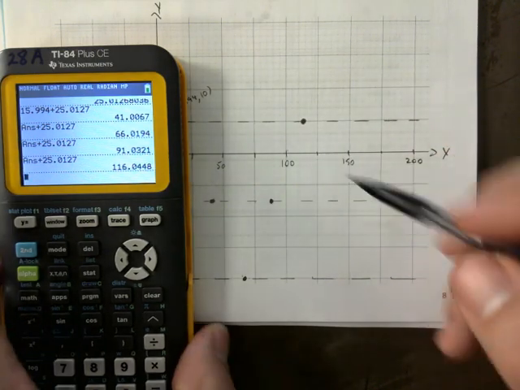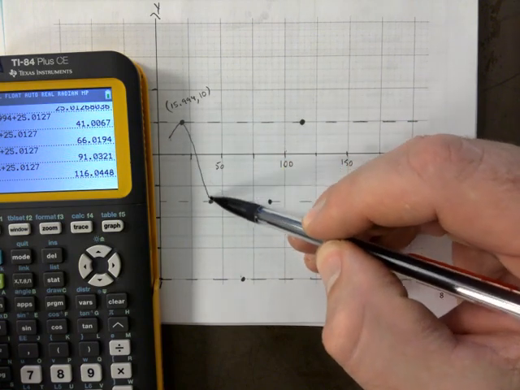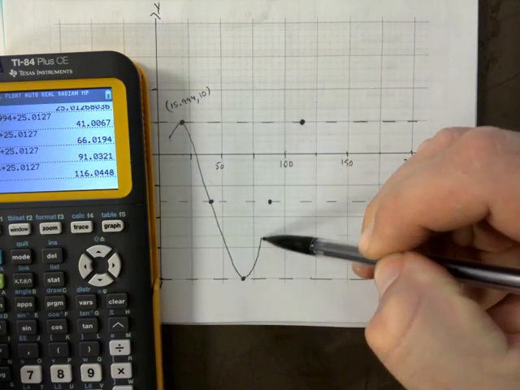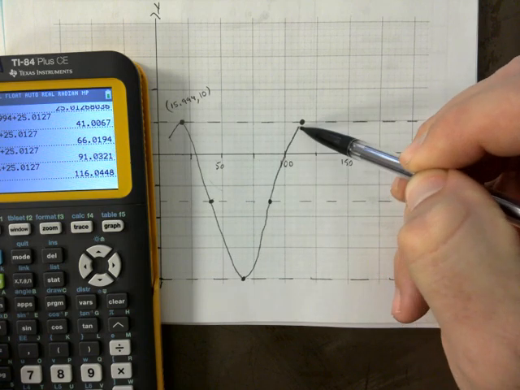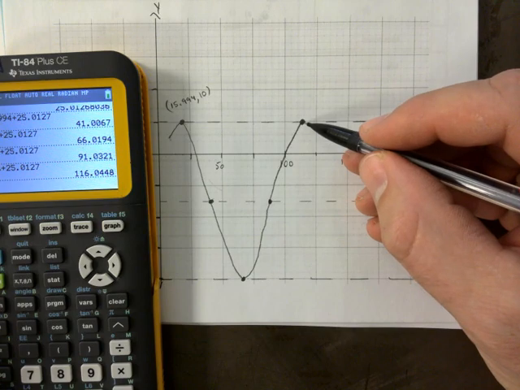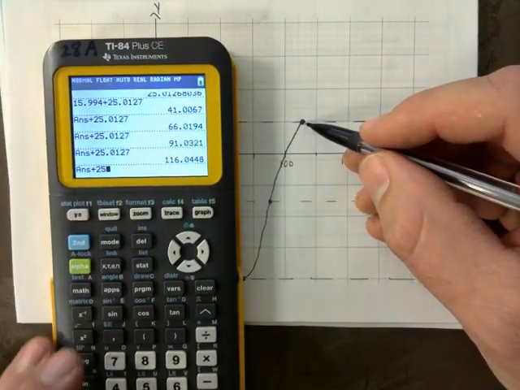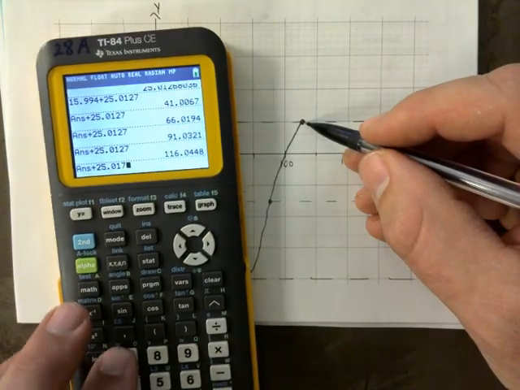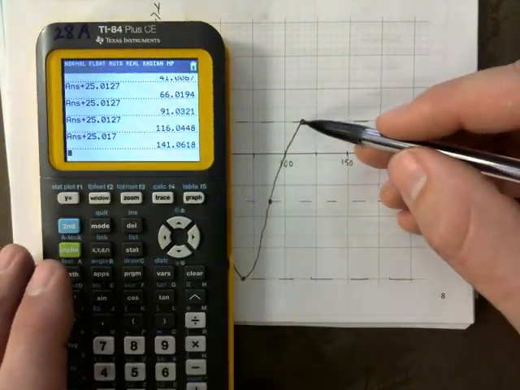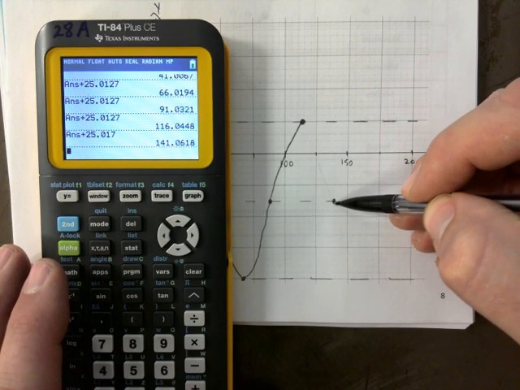Okay. So now you have one cycle. So if you wanted to connect those, you could. It's asking you to do 2 cycles. So all you do is you keep going, right? So 116, you add the scale, 25.0127. So that's 141, which would be right about there.